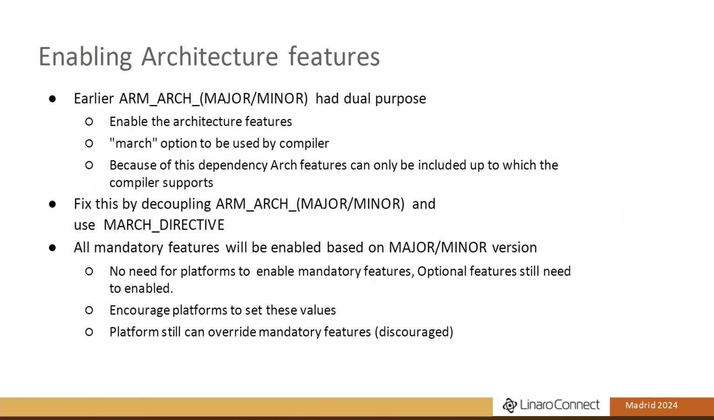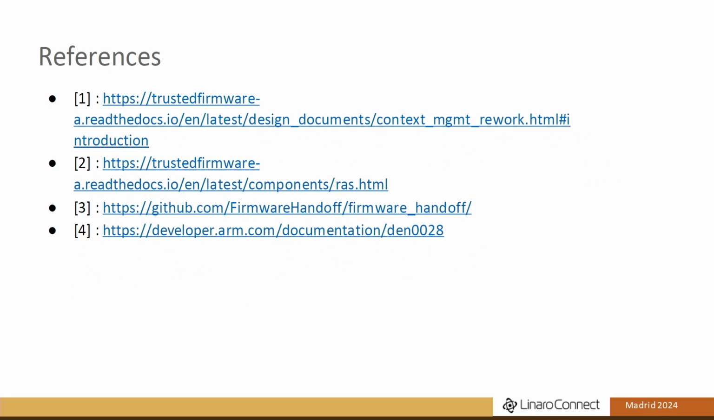This is good for platform owners now: if you set the correct major and minor version in your platform makefile, all the mandatory features will get enabled by default. You don't need to go and enable feature by feature directly in your makefiles. A platform can still override mandatory features, but it is discouraged. You should define major and minor in the makefile of the platform. Is it the last one? Yep, that's the last one. Thank you. Any questions?